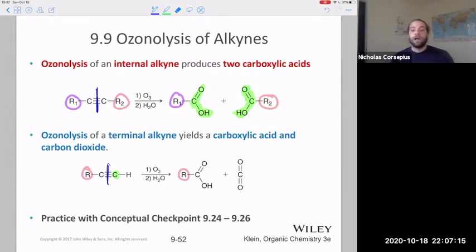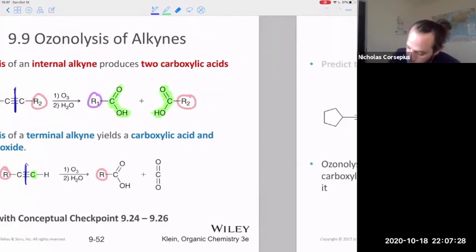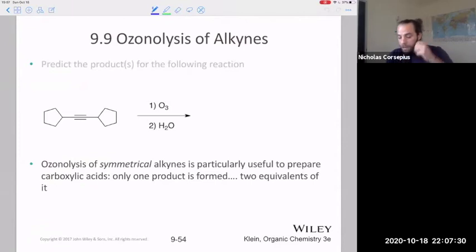For an internal alkyne, you get two carboxylic acid products. But just like we saw with alkenes, the ozonolysis reaction is all about chopping that triple bond. Okay, if we're going to predict products for this reaction here, again, what are we going to do? We're going to chop that triple bond there. And this carbon on either side is now going to have a carboxylic acid group associated with it.